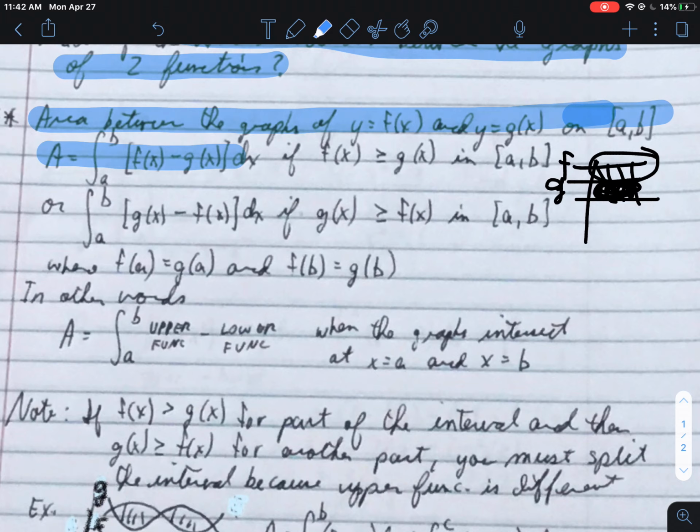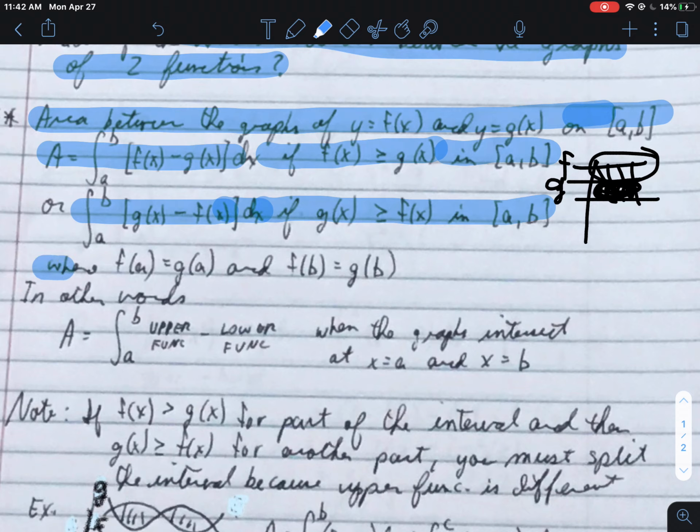As long as f is above g, then I could find the area by integrating from a to b, f of x minus g of x. It's always just the upper curve minus the lower curve, provided f of x is greater than g of x in the interval. Of course, if g is going to be the graph on top, then I would look at the integral from a to b of g minus f. So it's always just with respect to which one is the upper and which one is the lower function. So when g of x is greater than f of x.